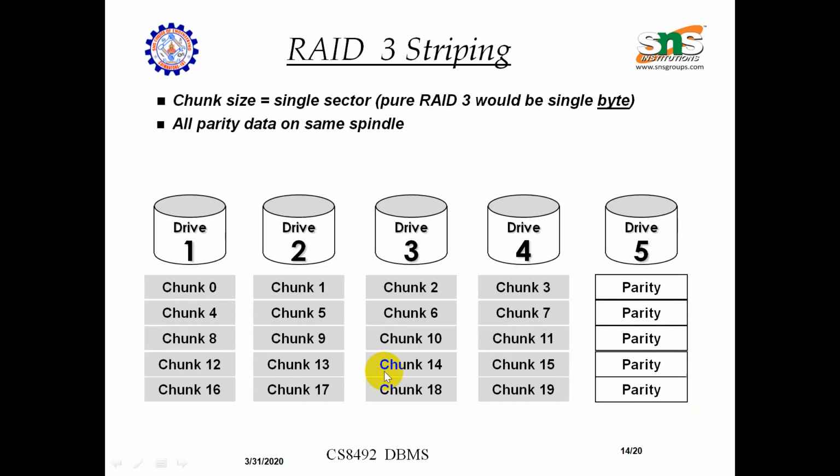Next one, RAID 3 striping. The chunk size equals a single sector. Pure RAID 3 would be a single byte. So all parity data is on the same spindle. So drive 1, drive 2, drive 3, drive 4, drive 5. Chunks 0, 1, 2, 3, 4, 5, 6, 7, 8, 9, 10, 11, 12, 13, 14, 15, 16, 17, 18, 19. The fifth drive is the parity drive.